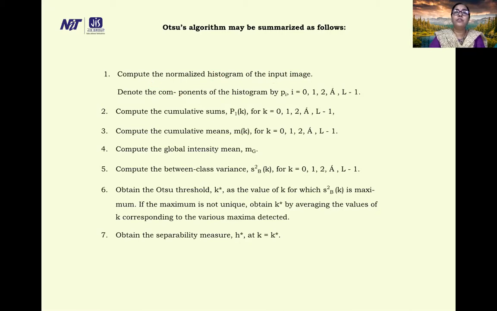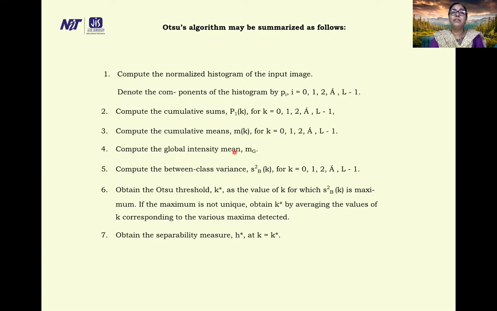Denote the components of the histogram by pi, where i is equal to 0 to L minus 1, the number of levels we have taken. Compute the cumulative sum, therefore Pk for k equal to 0 to L minus 1. Compute the cumulative means, therefore Mk for k equal to 0 to L minus 1. L is equal to the number of intensity levels.